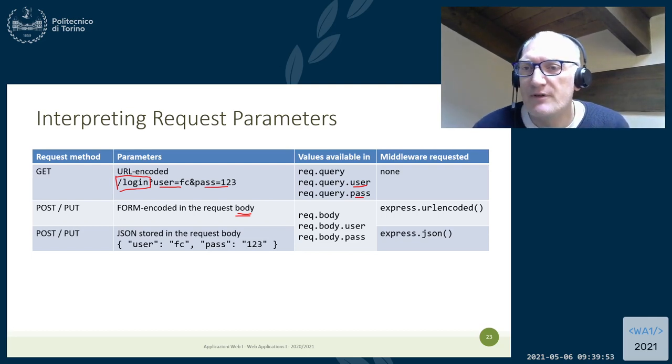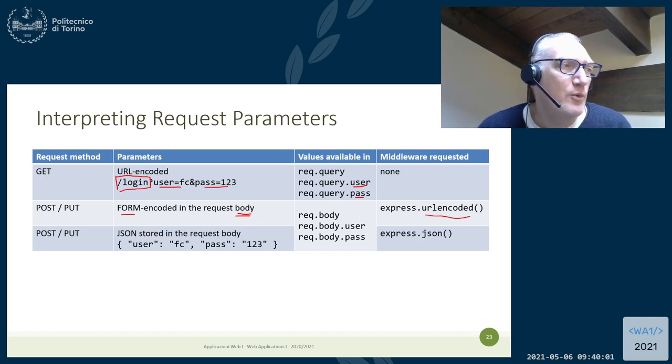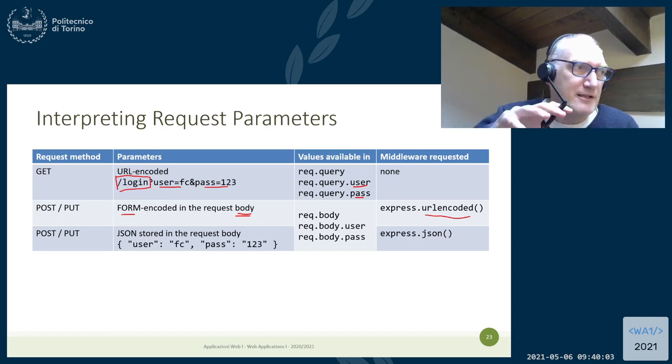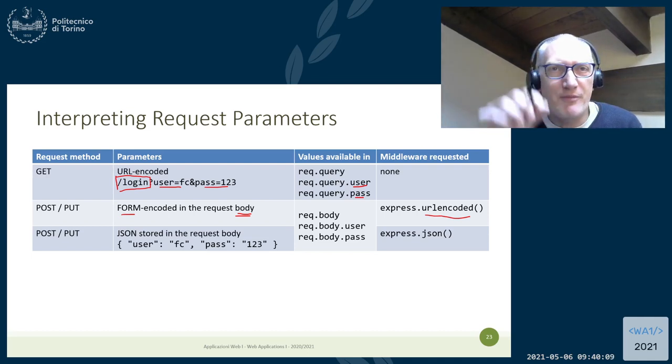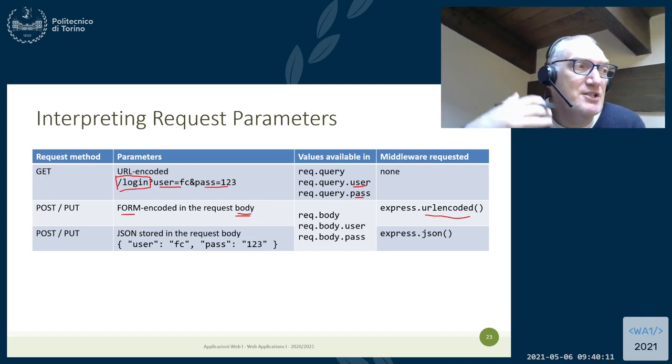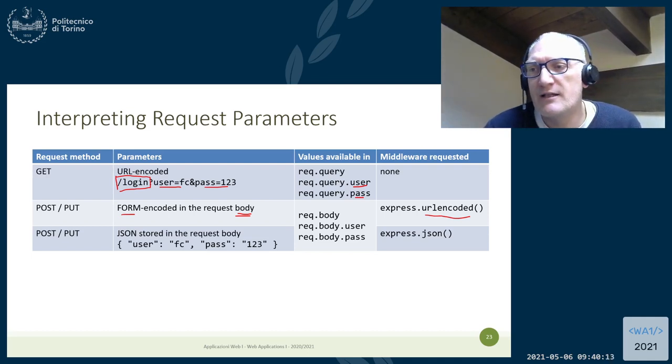So for example, in the case of a form sent by a browser, this middleware, urlencoded, will automatically parse the body and put all the properties, so all the text inputs, all the checkboxes and so on that have been sent in the form, into the request.body property.